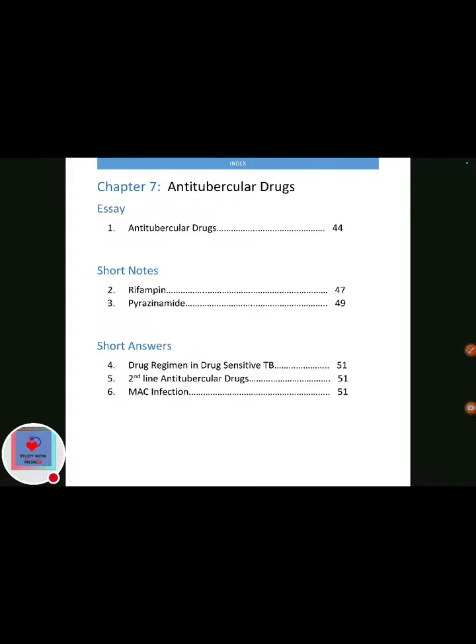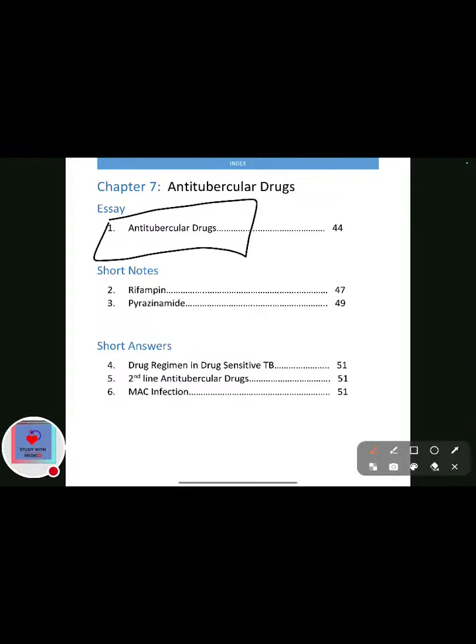So the question will be like, enumerate anti-tubercular drugs and describe the mechanism of action, adverse effects, and therapeutic uses of rifampicin. So they are focusing on a particular drug like rifampicin, and they're also talking about the classification and mechanism of action, adverse effects, and therapeutic uses of rifampicin. So we will deal with the classification of anti-tubercular drugs. After the classification, we'll deal with rifampicin, also the pyrazinamide part, and drug regimen in drug sensitive TB, second line anti-tubercular drugs and MAC infection.